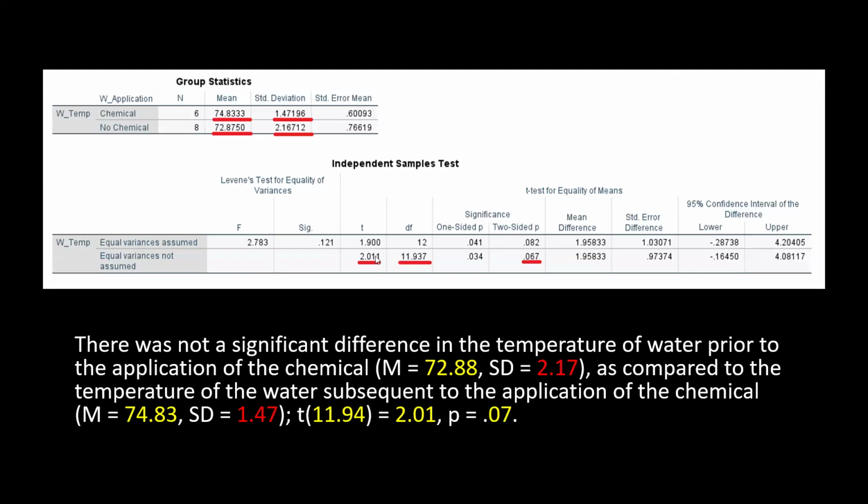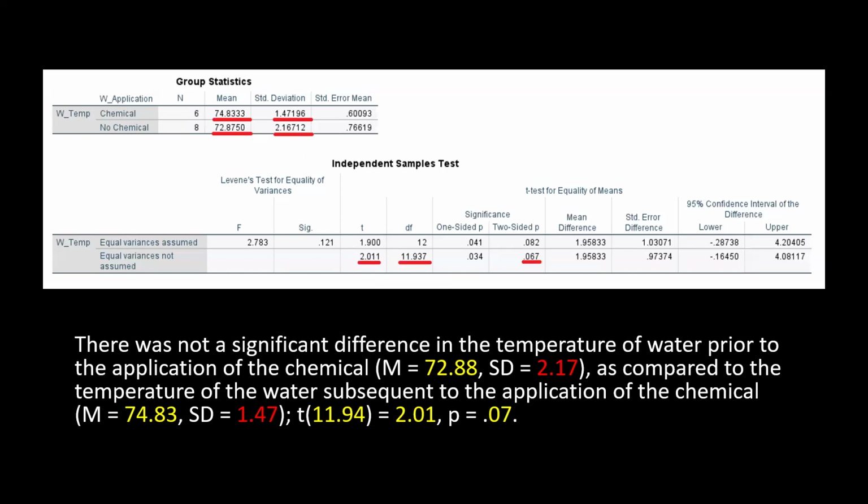And then we jump down here. Here is our t-value, 2.01. Here's our degrees of freedom, which is 11.937. We round it to 11.94. And our p-value is 0.067. We round it to 0.07.